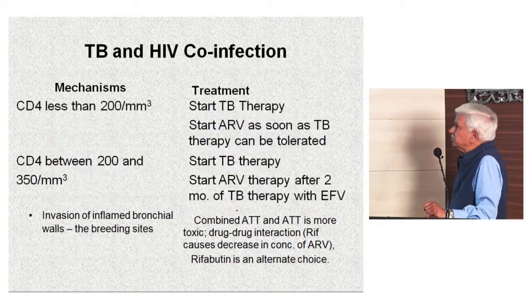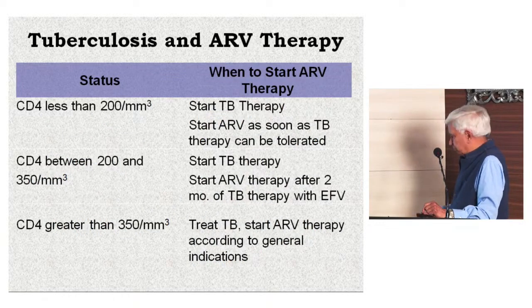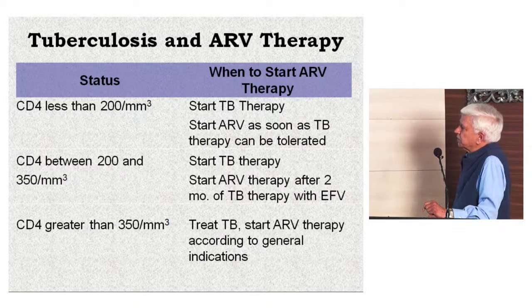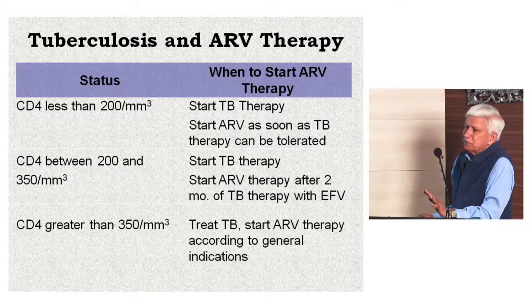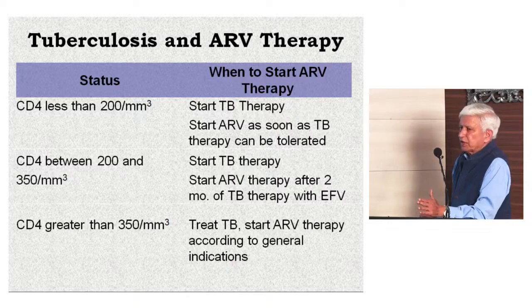So many issues are there, but it is difficult to go at this stage into those issues. But that is the common recommendation: if the CD4 cell count is less than 200, then start anti-tubercular therapy and start antiretroviral therapy as soon as TB therapy is tolerated. I think the basic principle is that you should treat tuberculosis before you really hit HIV infection.